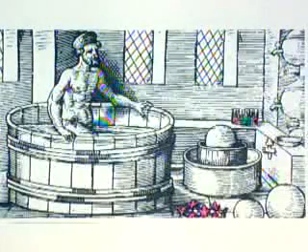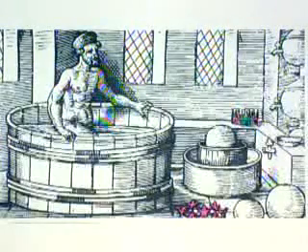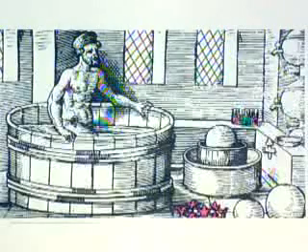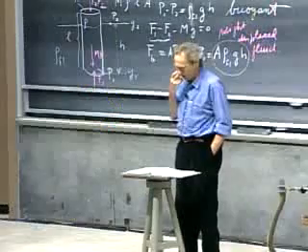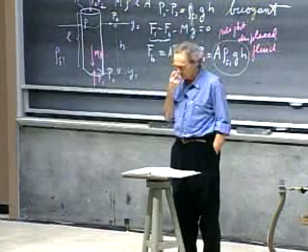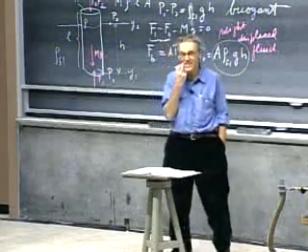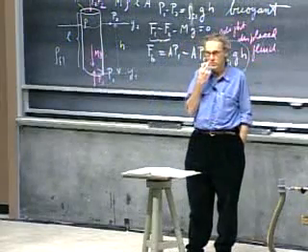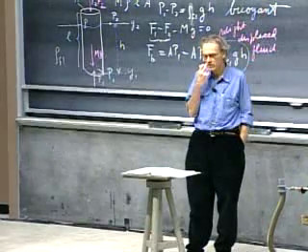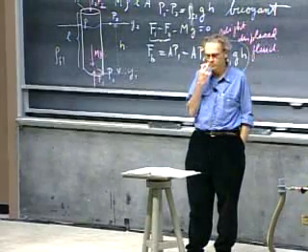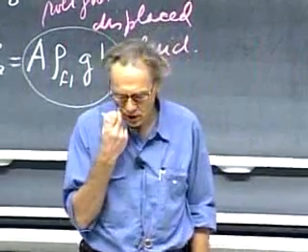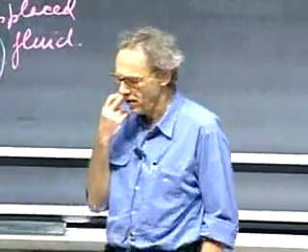Archimedes had been given the task to determine whether a crown that was made for King Hieron II was pure gold. The problem for him was to determine the density of this crown, which is a very irregular shaped object, without destroying it. And the legend has it that as Archimedes was taking a bath, he found the solution.